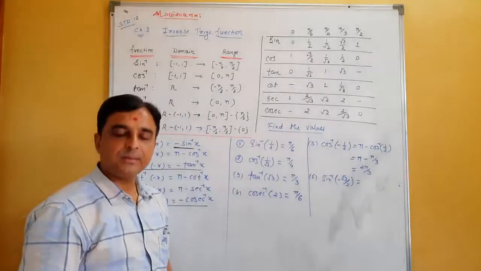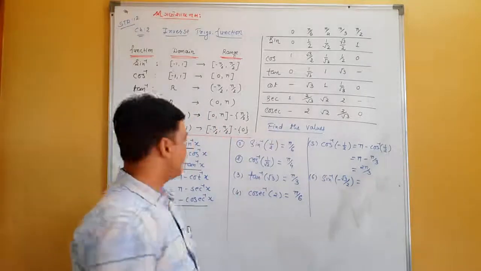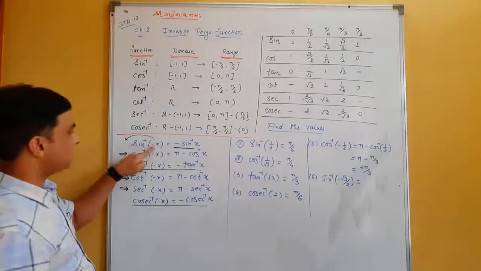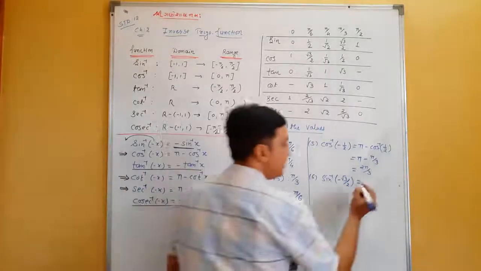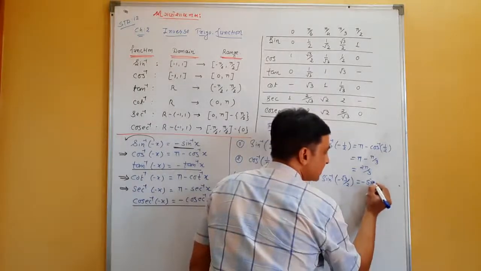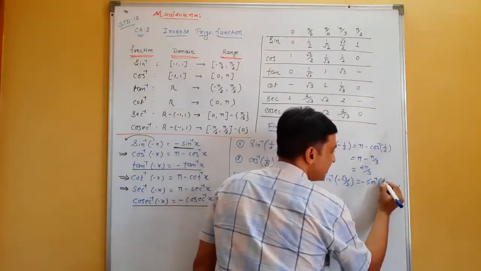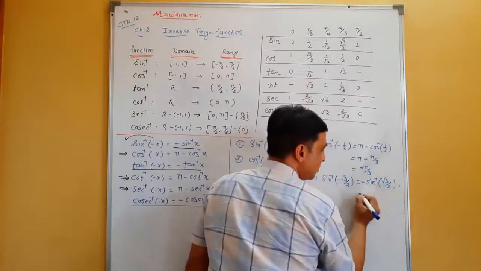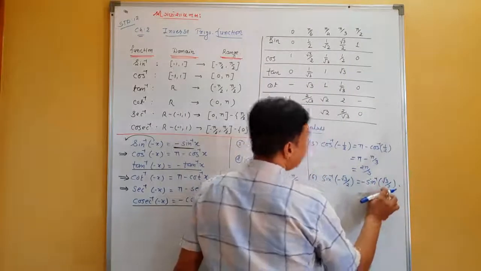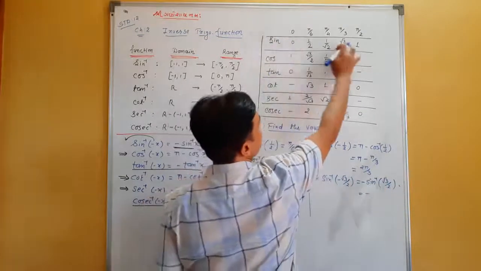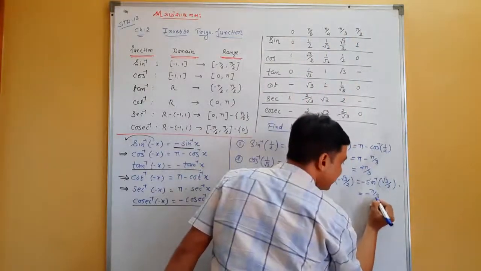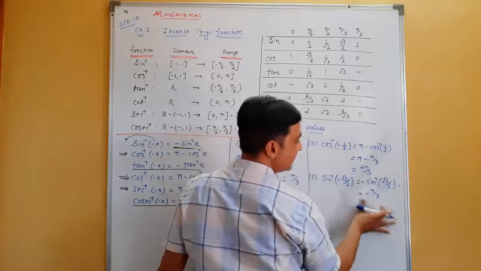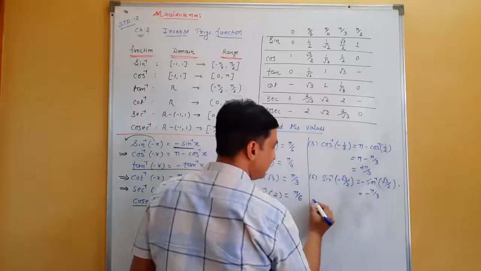Sine inverse minus root 3 by 2. Sine inverse minus x, the minus will be taken outside. So it is minus sine inverse plus root 3 by 2, and sine inverse root 3 by 2, sine of root 3 by 2 equal to pi by 3. So the answer is minus pi by 3.